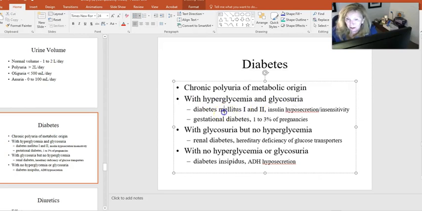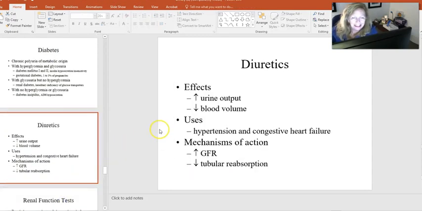That would be diabetes mellitus 1 and 2, gestational diabetes. But you can have it without hyperglycemia, and I told you that's renal diabetes, and it's because you don't have those transporters. That's an inherited disorder. And then you can have nothing to do with glucose because it's an ADH problem, and that's diabetes insipidus. So I talked about that.